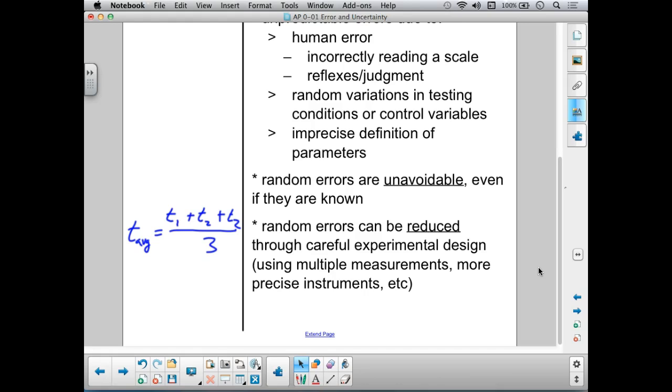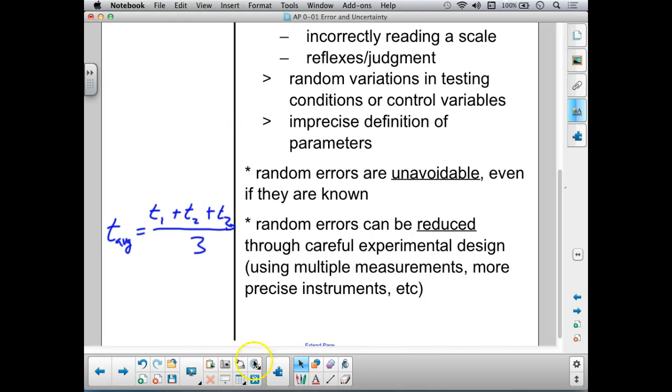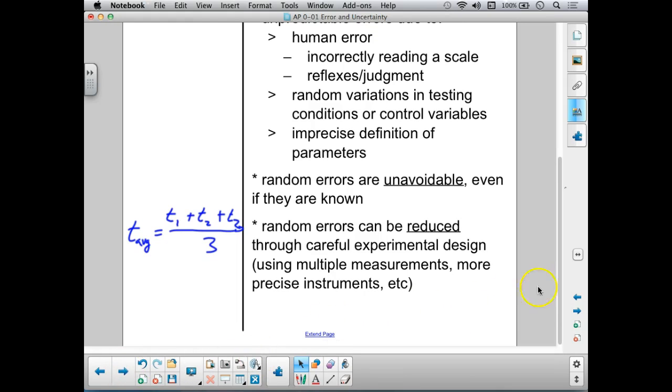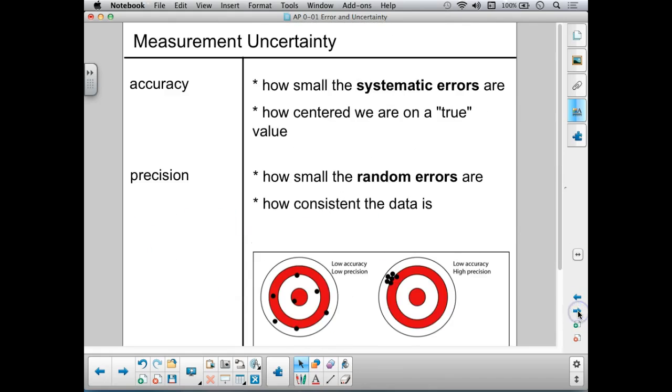So we take T1, T2, and T3, and take the average, and hopefully the random errors in each of those measurements are sort of smoothed out by the fact that we're taking an average. We could also just get more precise instruments, but you know, on our budget that's not always possible. So we do what we can with what we have. So between experimental design and the equipment, we can hopefully reduce some of our random error.